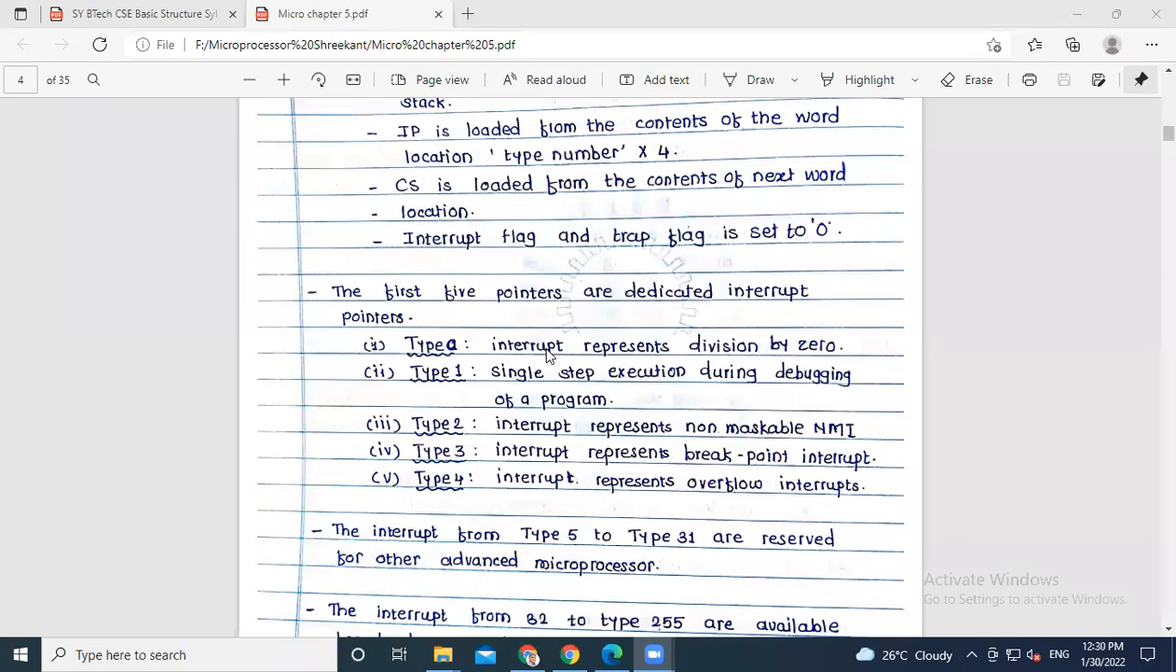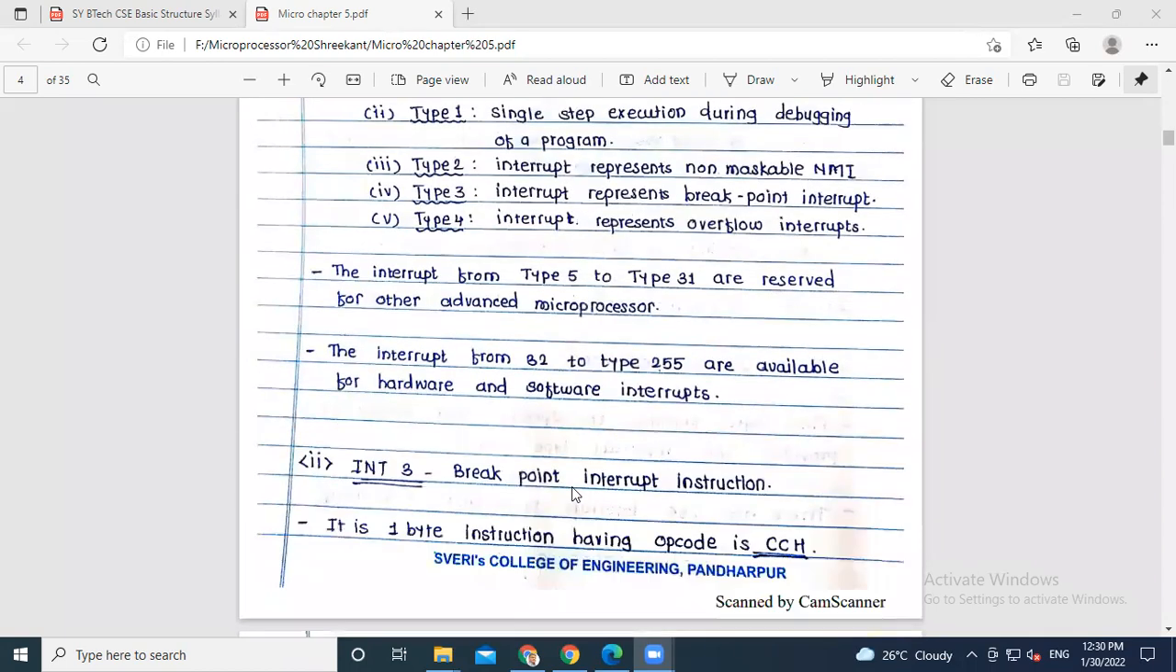The type 1 interrupt is single step execution during debugging of a program. Whenever you use the F7 key during execution, that is type 1. The type 2 interrupt represents the non-maskable interrupt, as we studied earlier. Type 3 represents the breakpoint interrupt, and type 4 responds to the overflow interrupt. Overflow, breakpoint, non-maskable, single step execution, and divide by 0: all these are the different categories of 5 types, type 0, type 1, type 2, type 3, and type 4 respectively.